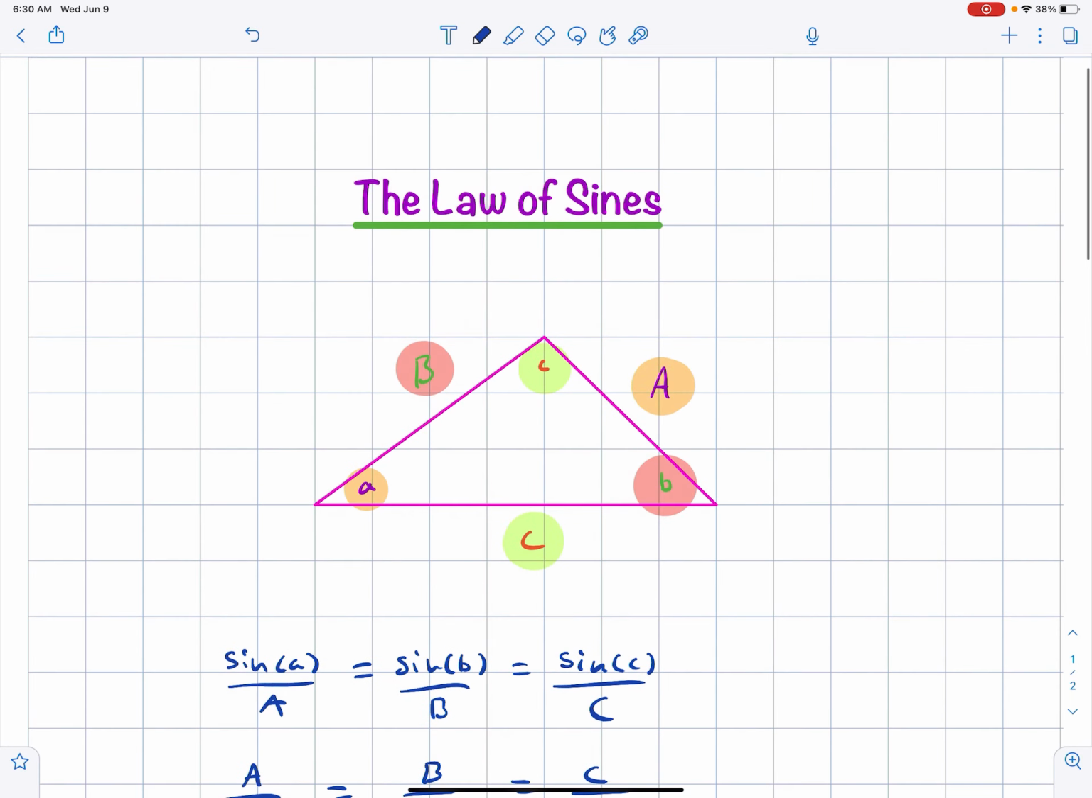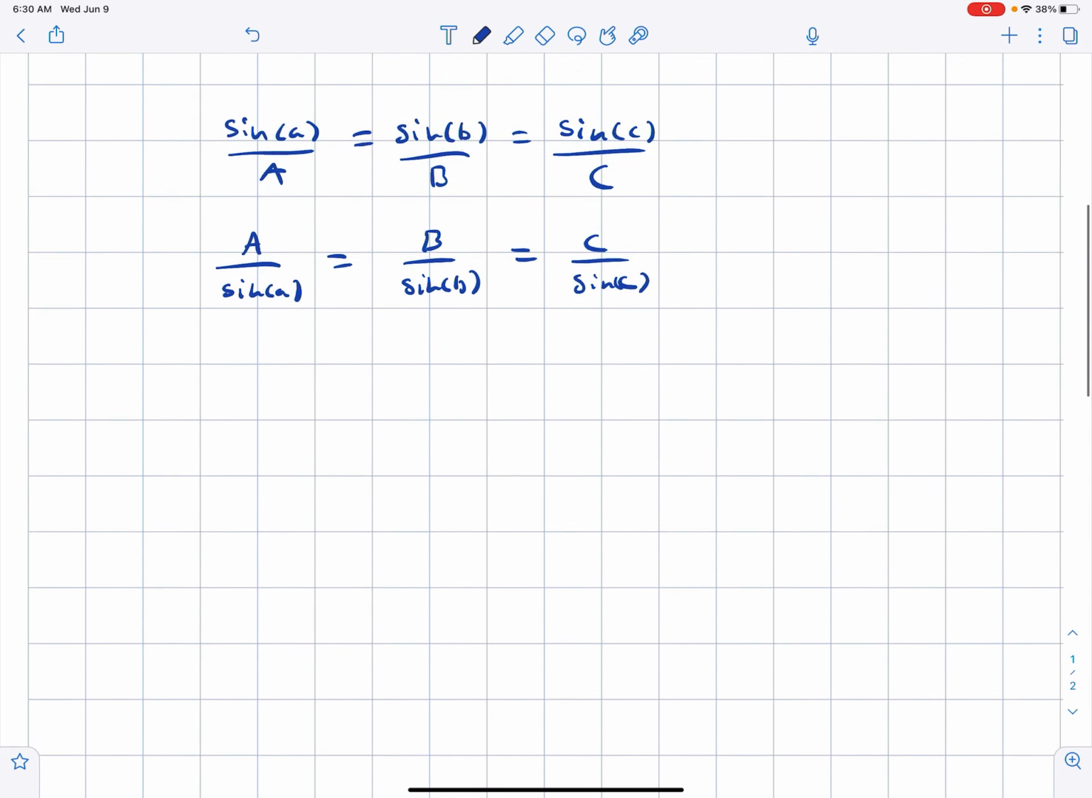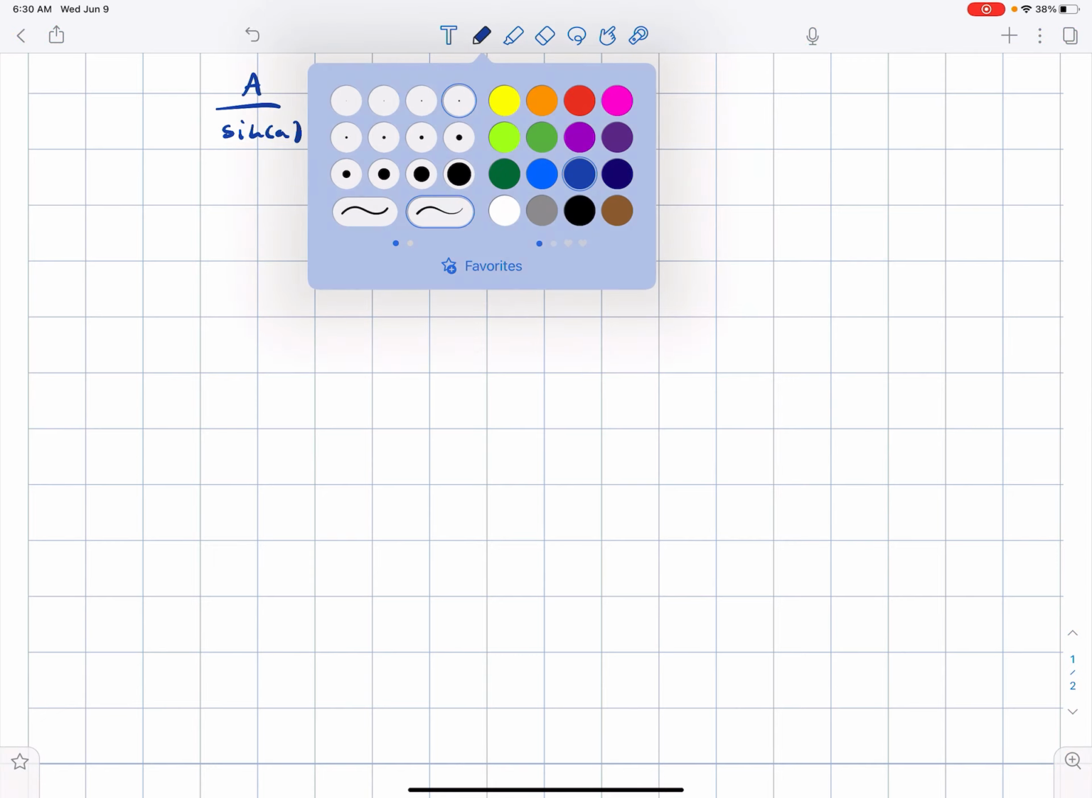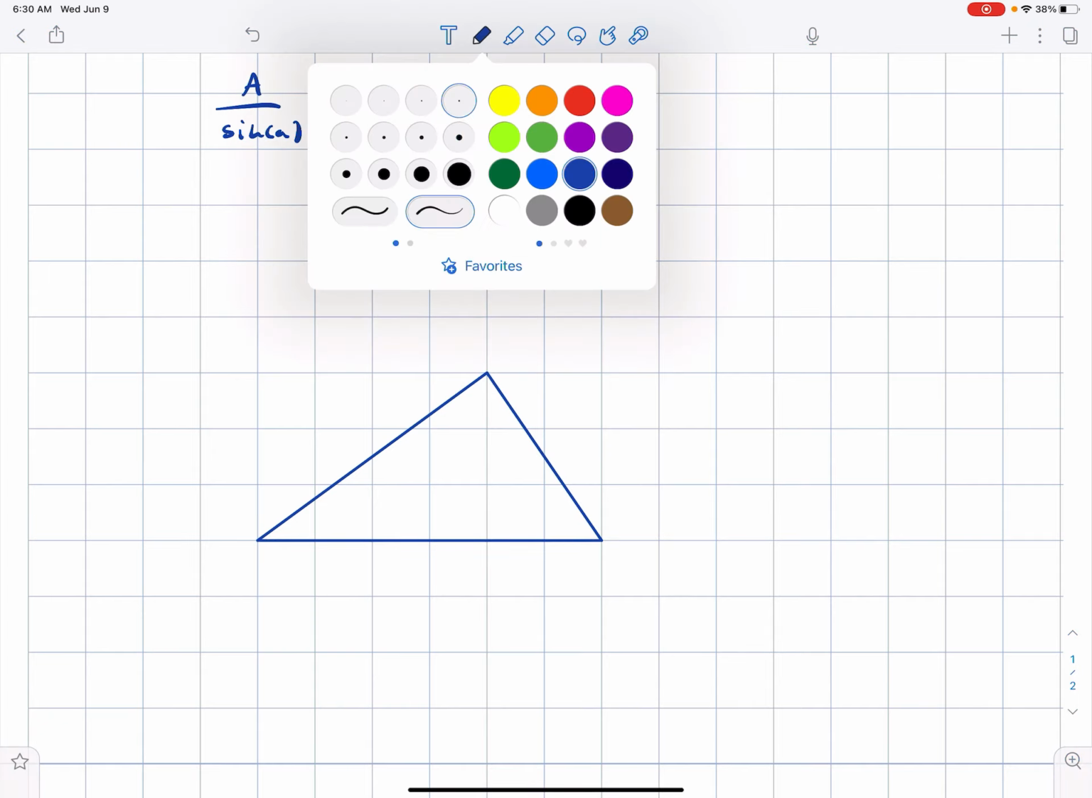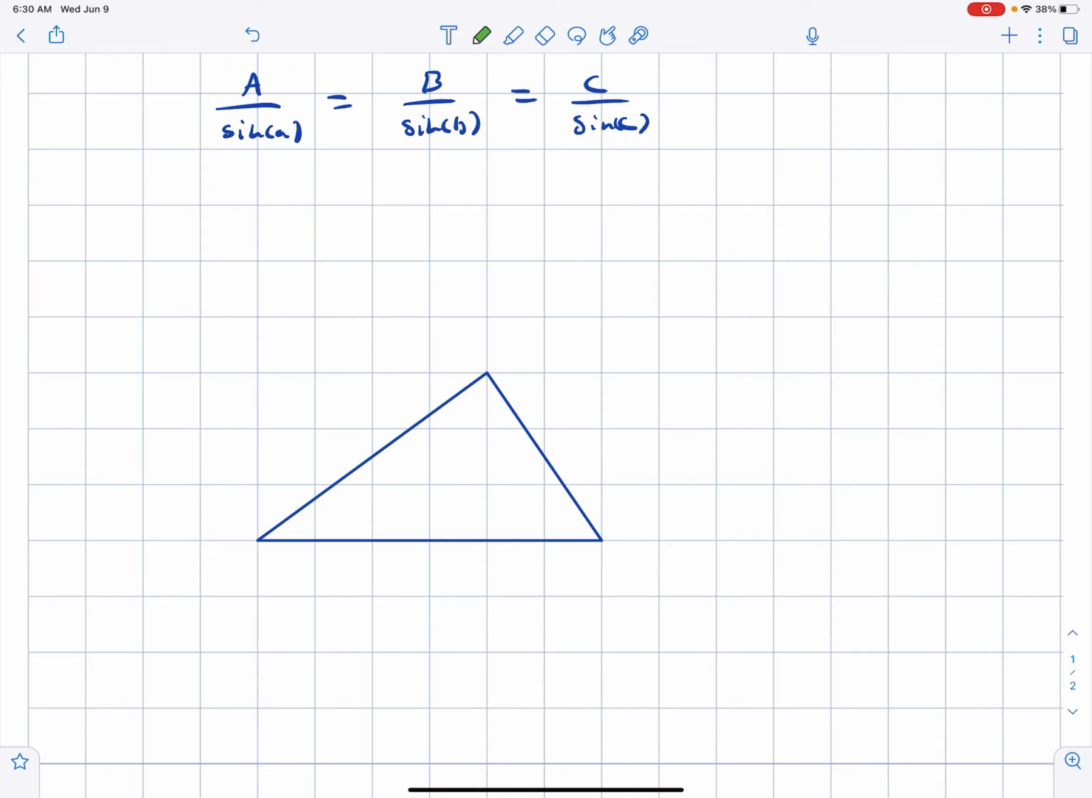Before we prove it, what is it used for? How could we use this? Well, suppose I have a triangle, a non-right triangle, and let's say in green I have some known quantities.